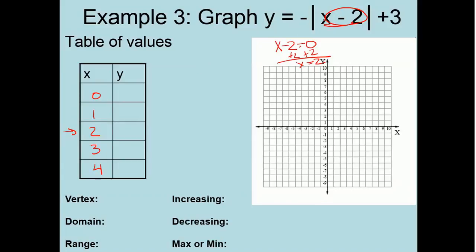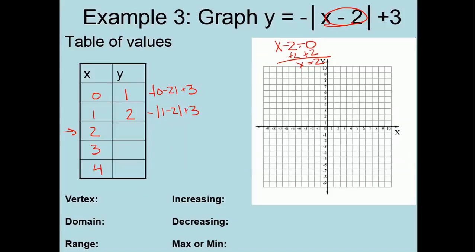At 0, I get 0 minus 2 plus 3. It's negative 2, absolute value. I will get positive, negative 2 plus 3 is a positive 1. Now it looks like we gotta continue here, so let's put in 1. So I'll get negative 1 minus 2 plus 3. Well, 1 minus 2 is negative 1. Absolute value of that, 1. Tack the negative back on, so that's negative 1. Plus 3, 2. If that's not confusing, I don't know what is.